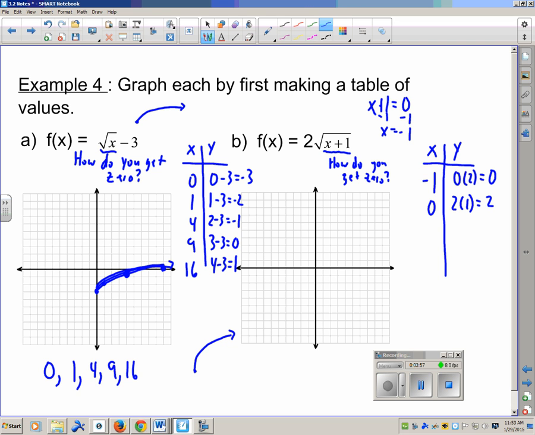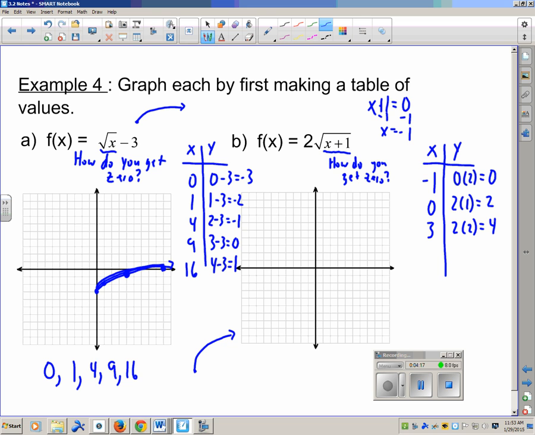So now I could pick the next number of 1, but 1 plus 1 is 2, and it's hard to take the square root of that. So I'm going to keep going. 2 plus 1 is 3. No, I can't take the square root of that. Then I'm going to put in 3. 3 plus 1 is 4. I can take the square root of that. So I'm going to plug in 3. Square root of 4 is 2, and 2 times 2 there is 4.